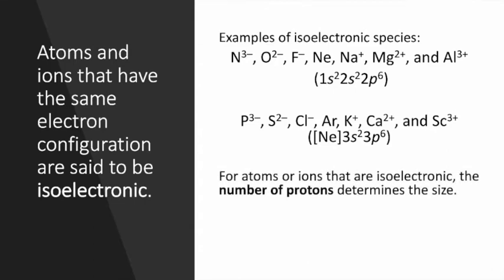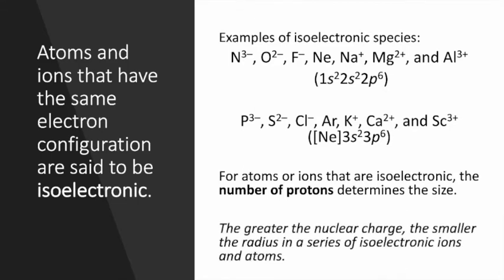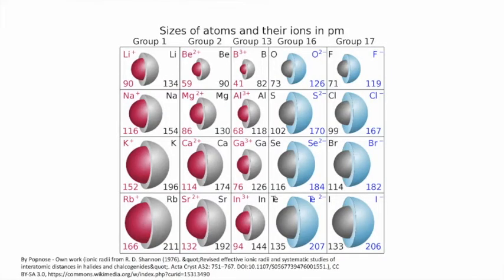Now, for atoms and ions that are isoelectronic, the number of protons is what's going to determine the size. The greater the nuclear charge, the smaller the radius is going to be if you have a series of isoelectronic atoms and ions. And if you look at this chart, this is very easy to see. If you're looking at your notes, you might want to take your pencil and color your black and white diagram in to look like this one.